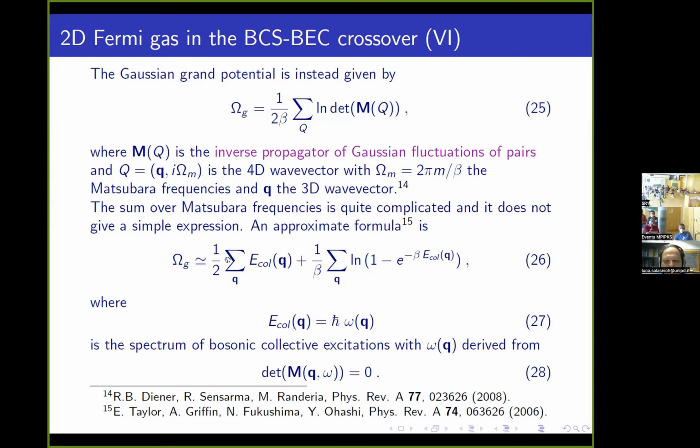However, the formula for the grand potential is quite, let's say, formally simple, because you recognize again the zero-point contribution of the elementary bosonic excitations. It is again formally divergent, but can be regularized, plus the thermal contribution, that is the familiar one of bosonic, let's say, particles, in this case quasi-particles.